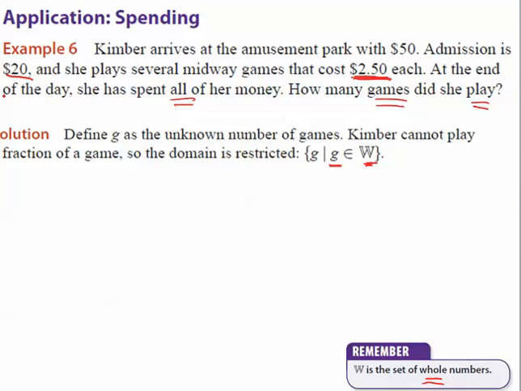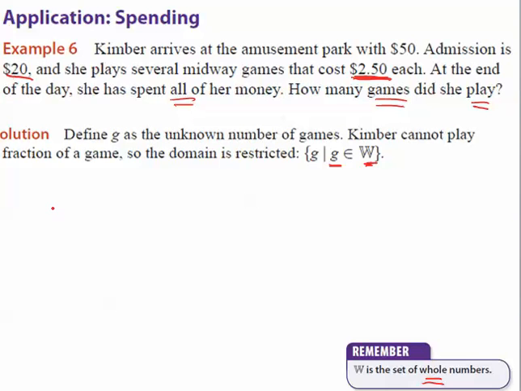Now, why would it be a whole number? Think about why we're going to restrict these to whole numbers and not integers. Can she play a negative number of games? No. Can she play 0 games? Well, she could play 0 games, but then she wouldn't have spent all her money if she played 0. So that's why, and it's possible, it is a whole number. But we already know our answer is not going to be 0, but it could be a whole number. And the only difference between whole number and counting numbers is the 0.